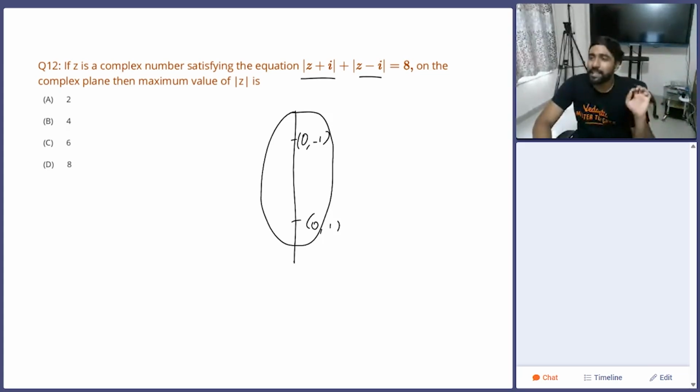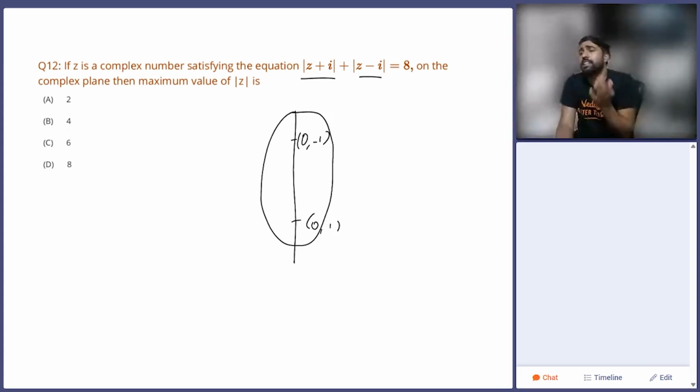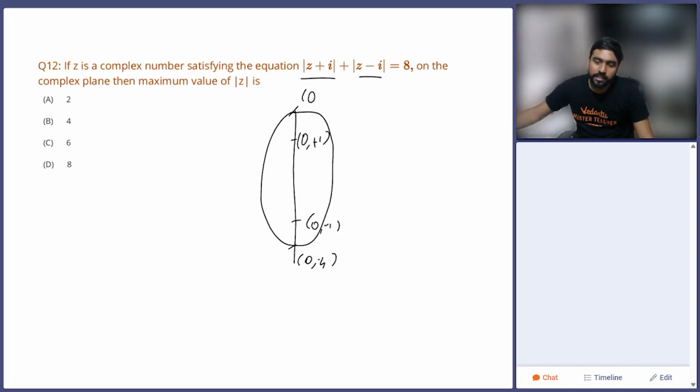So what you have over here by the definition of ellipse, right? What is ellipse? The collection of points for which the sum of distance from those 2 points is a constant value. 8 is given to you. And what is 8? 8 is the length of the major axis, which is over here. So this will be 0, 4 and sorry, why did I put it opposite? 0, 4 and 0, minus 4 over here.